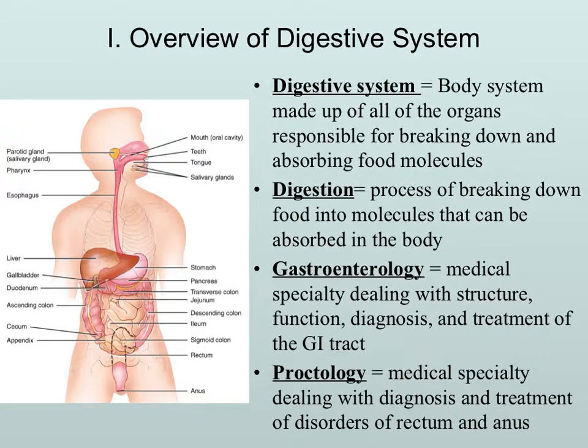Here are some key terms to know when it comes to the digestive system. We already defined what it is. It's all of the organs in the body that break down food. And digestion is the process of breaking down those food molecules. That's a little bit different than absorption, which is actually absorbing the molecules once they're broken down into very, very small pieces and putting them into the bloodstream.